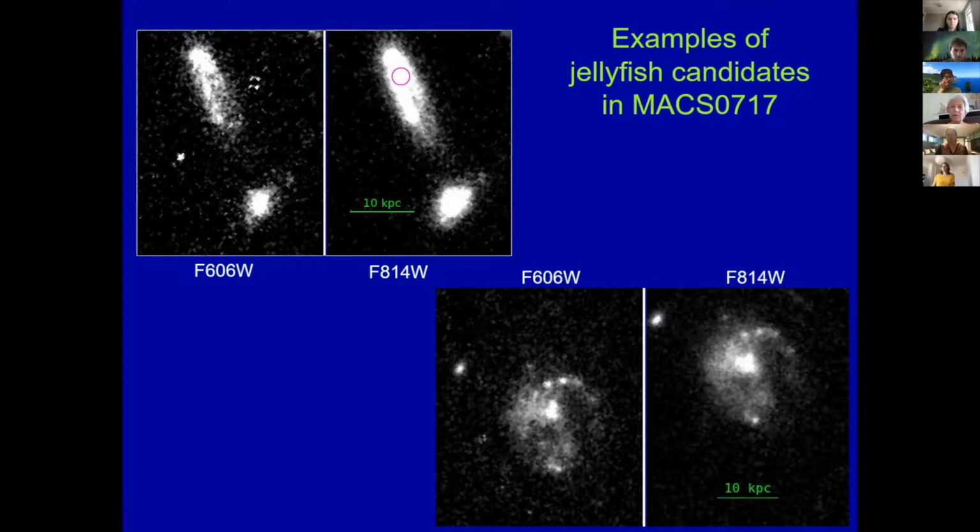These are just two examples of jellyfish galaxies in MACS J0717. You can clearly see the direction towards which they're moving, and you can see a clear cut in the direction where they're going.